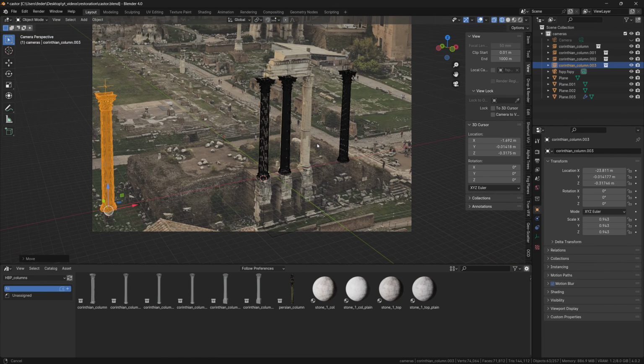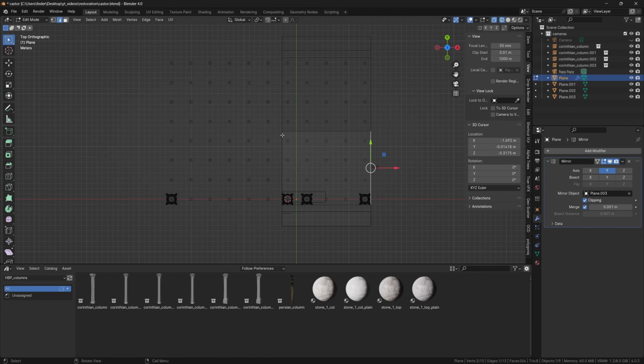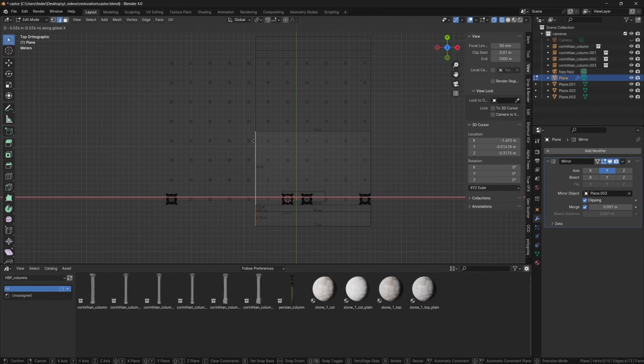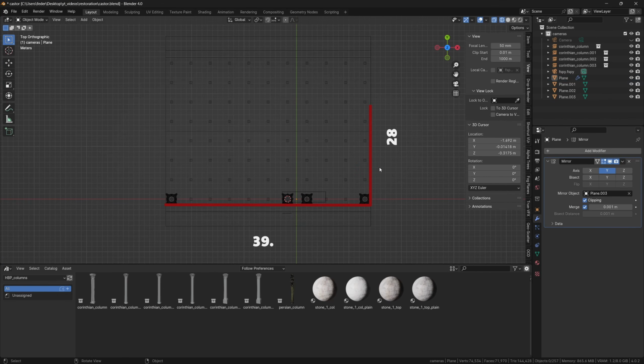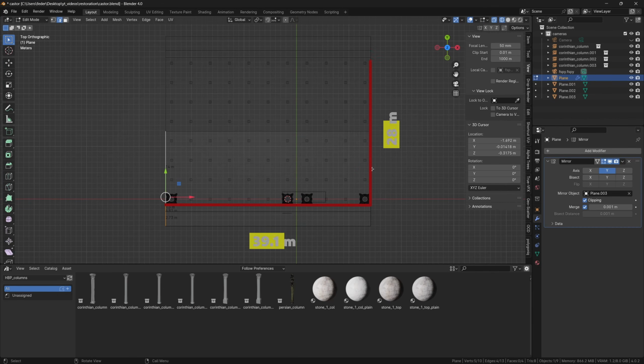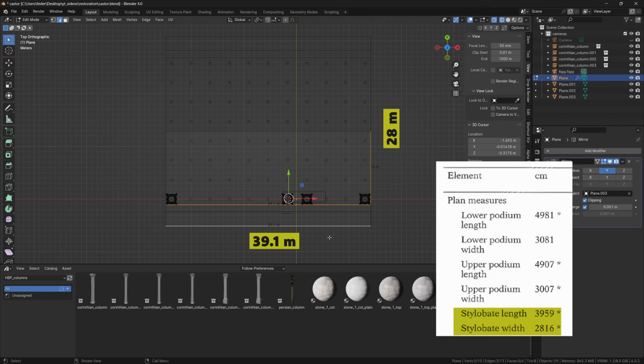With the complete set of columns represented by these tiny square placeholders, I could finally assess the measures of the stylobate, which goes from column splint to column splint, and that would result in 28 meters for the short edge and 39.1 meters for the long one, which means off by 20 centimeters in the first case and by 50 centimeters in the second case.